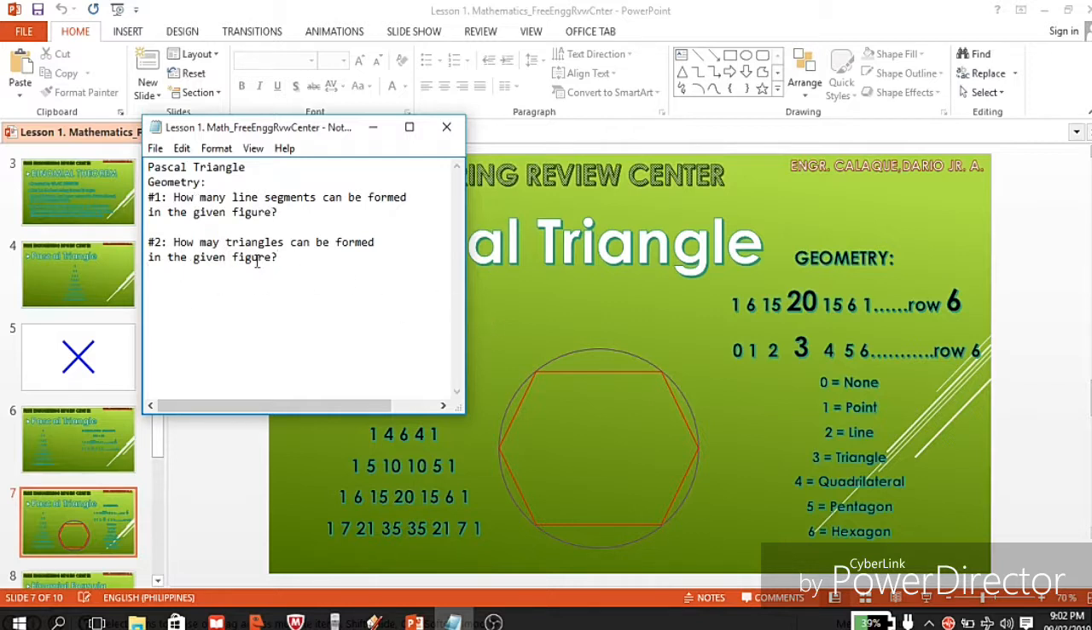Considering that we can only make one triangle by connecting 3 points at a time. Let's look at this one.